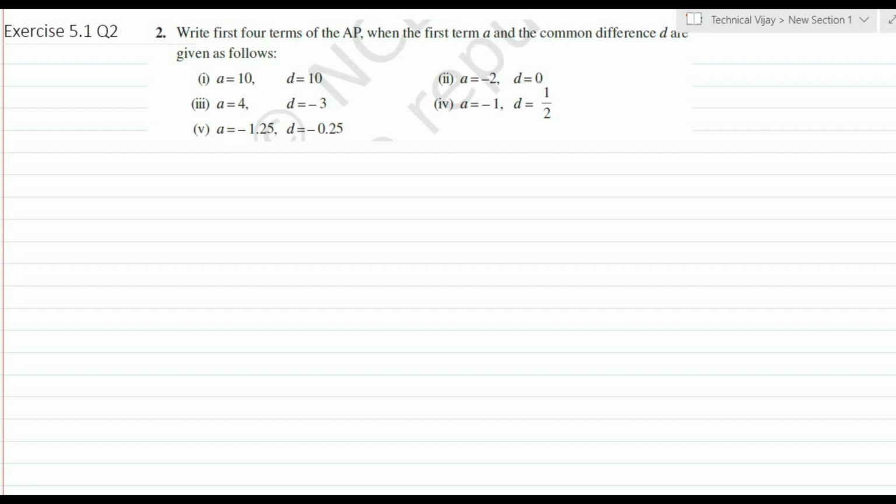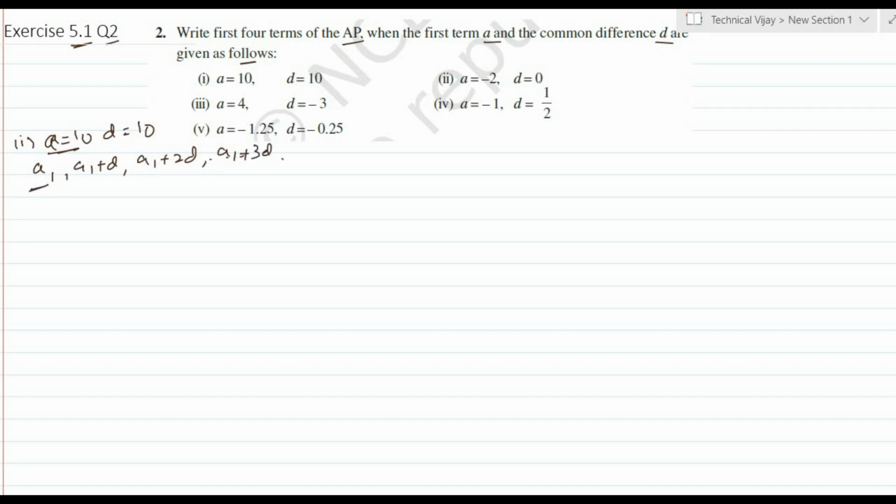So here exercise 5.1 question number 2. Write the first 4 terms of the AP when the first term A and the common difference D are as follows. Here A is equal to 10 and D is equal to 10. Okay, this is A. So we know that the AP series is A1, A1 plus D, A1 plus 2D, like this. So here first 4 terms we have to write, meaning A1, A1 plus D, A1 plus 2D and A1 plus 3D, like this we have to write.